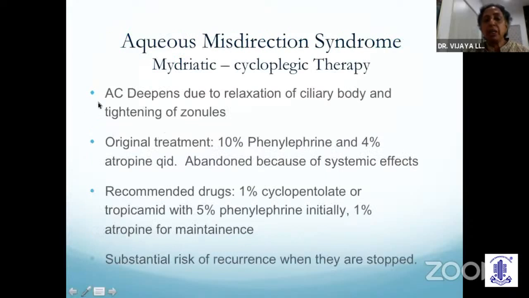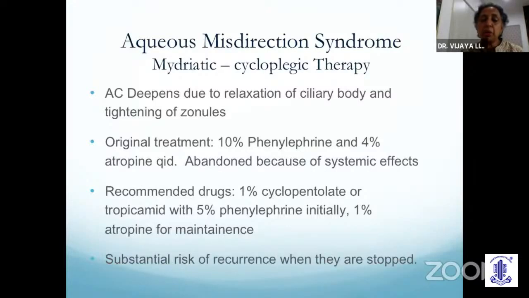So what is the mydriatic cycloplegic therapy? Basically, the AC deepens due to the relaxation of the ciliary body and the tightening of the zonules. Initially, the treatment was with 10% phenylephrine and 4% atropine, but it was abandoned because of the systemic side effects from the high concentrations. The recommended drugs now are 1% cyclopentolate or tropicamide with 5% phenylephrine initially, followed by 1% atropine for maintenance. The substantial risk of recurrence when they are stopped should be kept in mind.